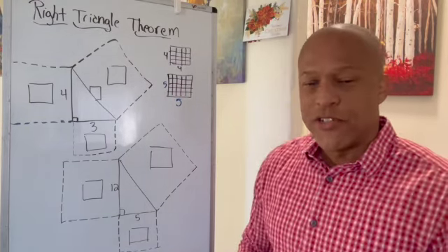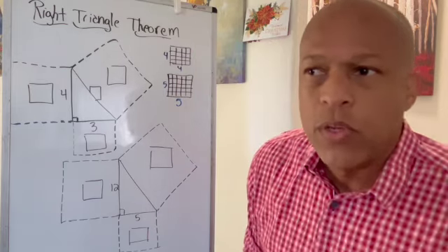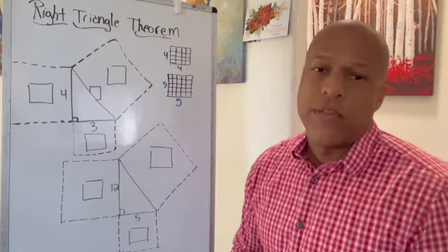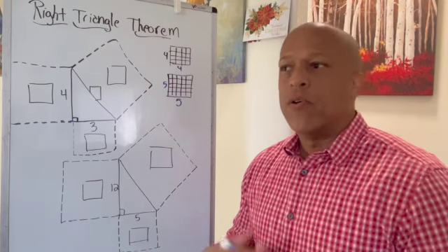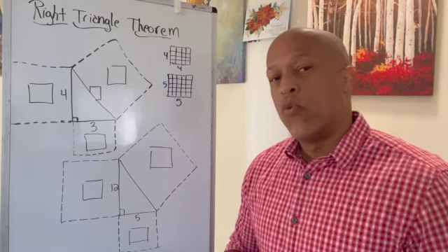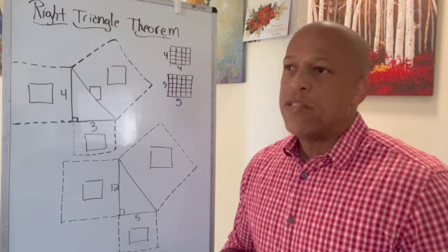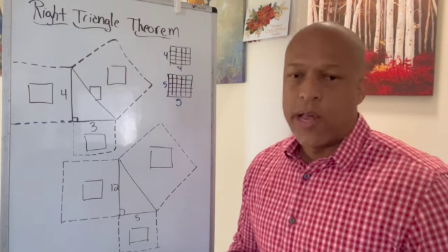Math tips for teachers. What I wanted to go over today is what is known as the Pythagorean theorem. Okay, so the Pythagorean theorem is also what we like to call the right triangle theorem. It has to do with finding the missing side of a right triangle.